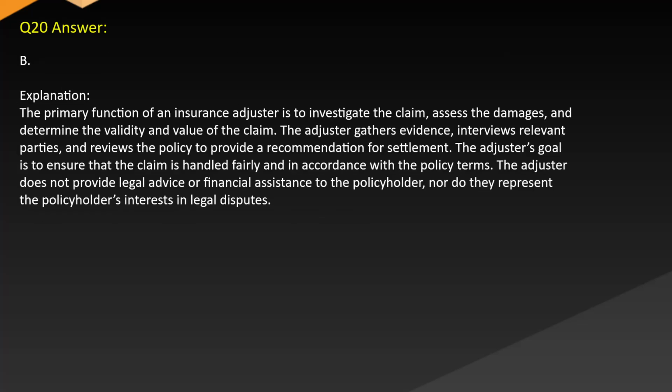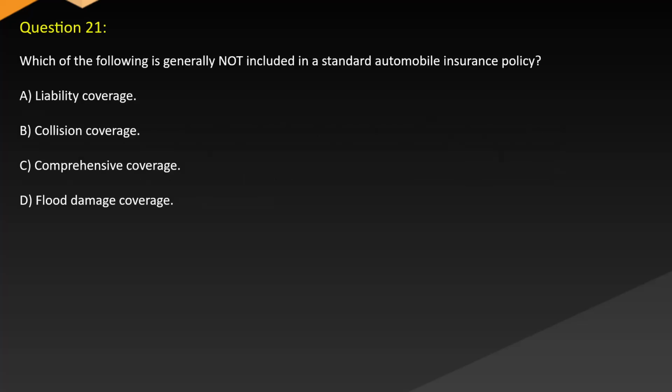Answer. B. Explanation. The primary function of an insurance adjuster is to investigate the claim, assess the damages, and determine the validity and value of the claim. The adjuster gathers evidence, interviews relevant parties, and reviews the policy to provide a recommendation for settlement. The adjuster's goal is to ensure that the claim is handled fairly and in accordance with the policy terms. The adjuster does not provide legal advice or financial assistance to the policyholder, nor do they represent the policyholder's interests in legal disputes.